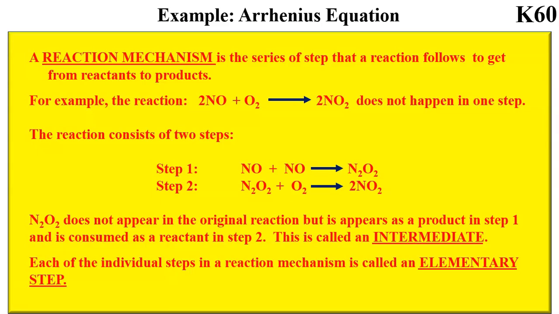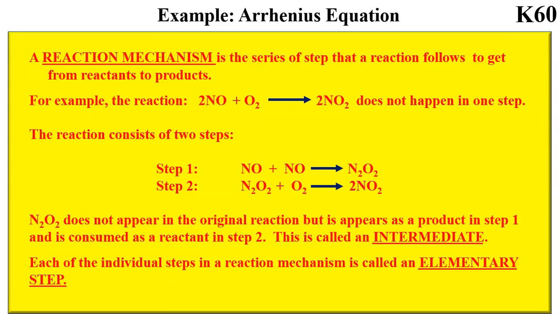And so how does that happen? That's something that chemists study, is what's the actual path or reaction mechanism that takes place to get from the reactants to the products. Sometimes it is done in a single step, but many times it takes 2 or even 3 steps for it to happen.